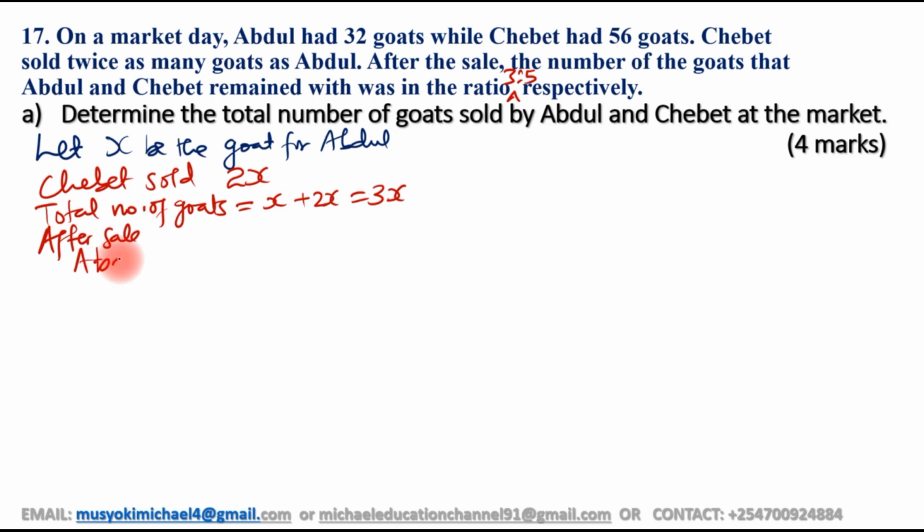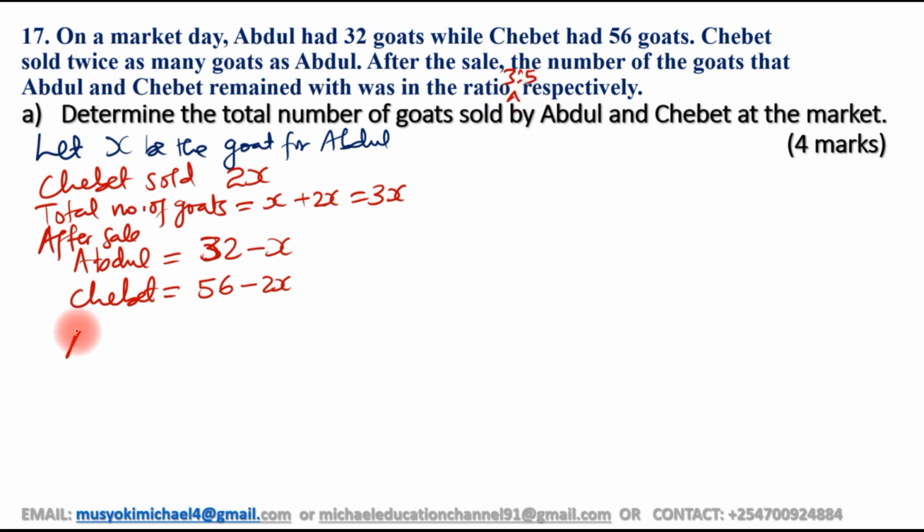Abdul had how many goats? Since he had a total of 32 goats and he sold X, it remained with 32 minus X. And the same case for Chebet. Initially he had 56 goats, and he sold 2X, so it remained with 56 minus 2X goats. So for this, the goats that remained were in the ratio of 3:5.